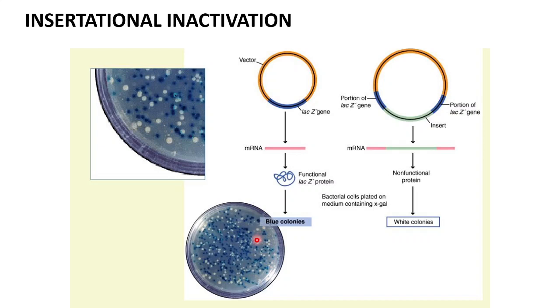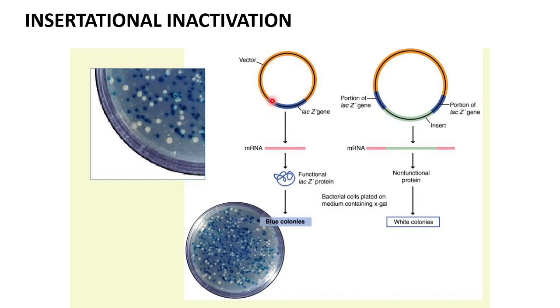If it does not give blue colonies, as you can see enlarged here, some are white. These are not giving blue colonies, whereas the blue ones indicate that they are producing galactosidase. The white ones indicate that these bacteria are not producing galactosidase. Now, what is done here when we are trying to use it as a vector?